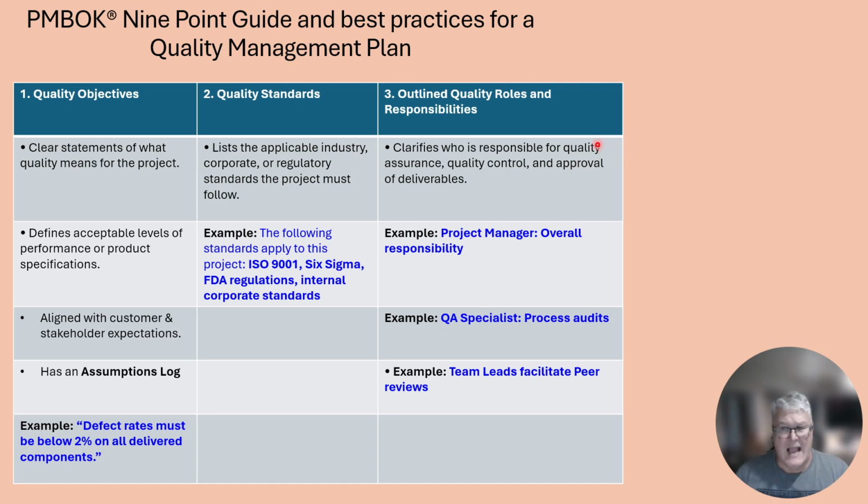Number 3, outline quality roles and responsibilities. This clarifies who is responsible for quality assurance, the quality control, who is going to perform that, and the approval of deliverables at the very end. So examples, your project manager, they're overall responsible for the quality. You might have a quality specialist. They do process audits. Then you might have a team lead, and they facilitate peer reviews to find out how well your team members are working.